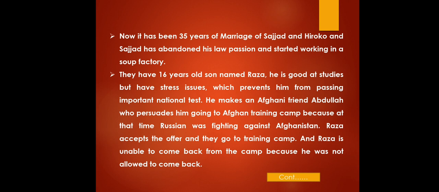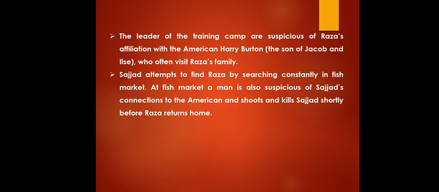Raza accepts the offer and they go to the training camp, and Raza is unable to come back from the camp because he was not allowed to come back. Because of the restrictions by the army, a person was not allowed to go back to his or her city or country because of secrecy issues. So Raza was not able to come back to his homeland.